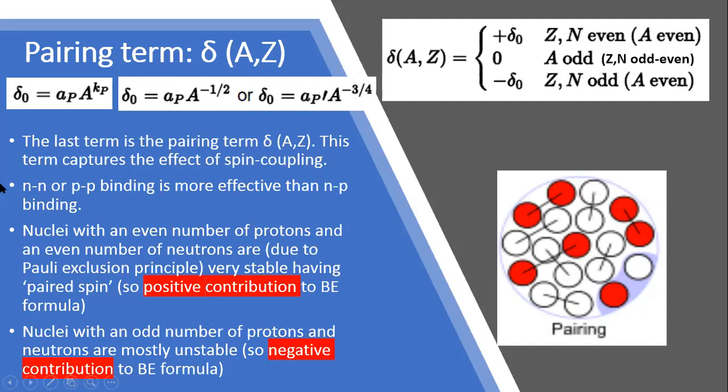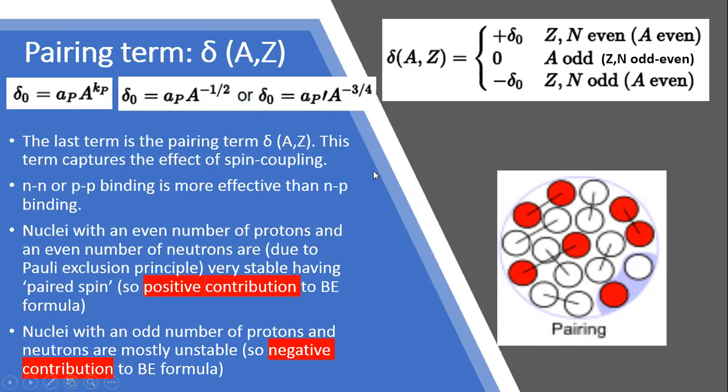The pairing term is the effect of this coupling, and neutron-neutron or proton-proton bonding is more effective than neutron-proton or proton-neutron bonding. Here these bonds are shown between the neutrons, and these are left over. That means these two are not paired. One proton is not paired, and one neutron is also not paired.